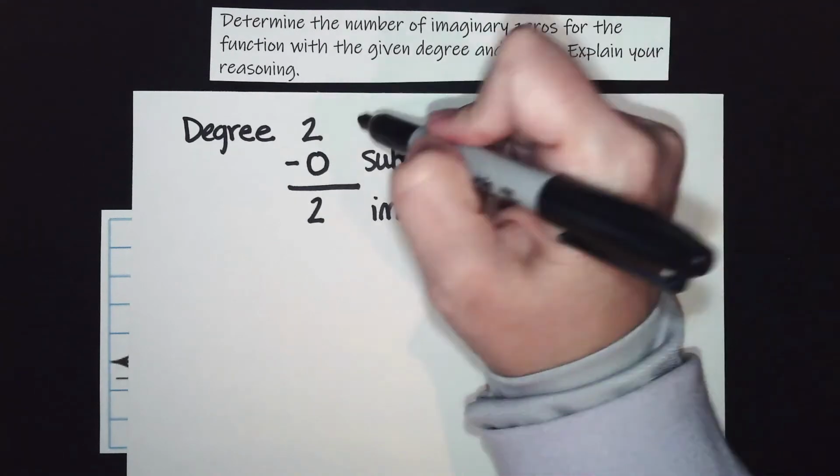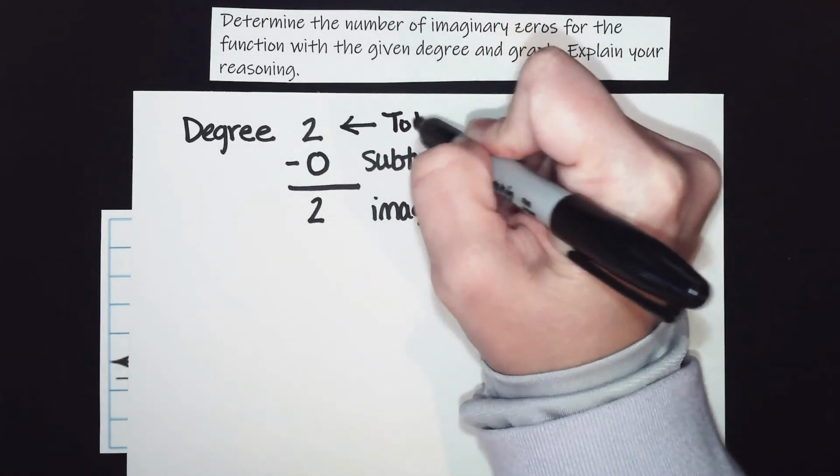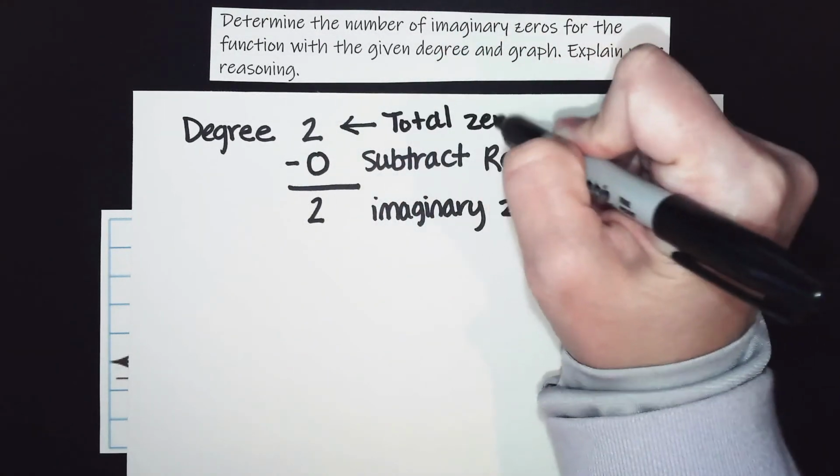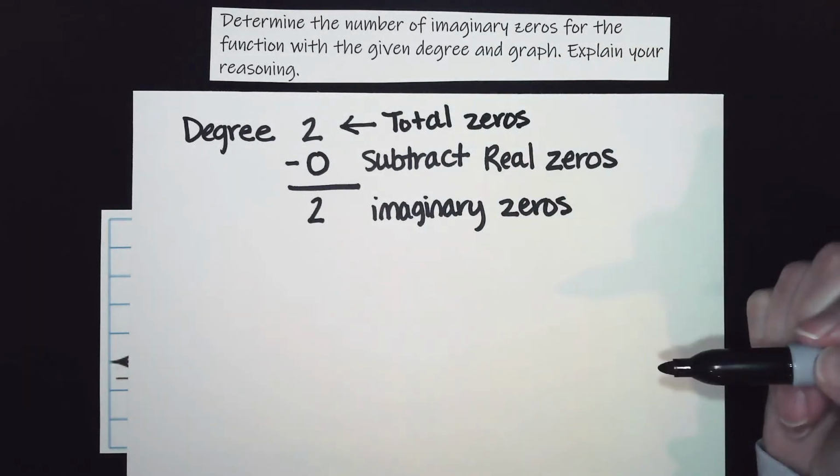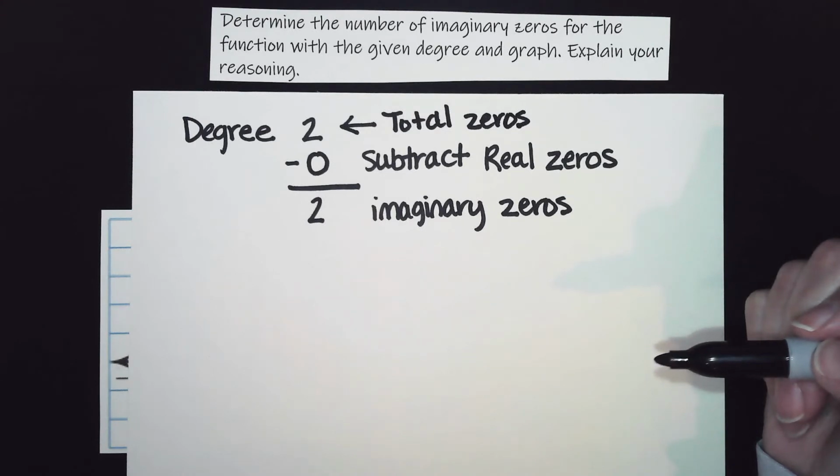So I know I'm going to have a total of 2 zeros, 0 real zeros, and 2 imaginary zeros.